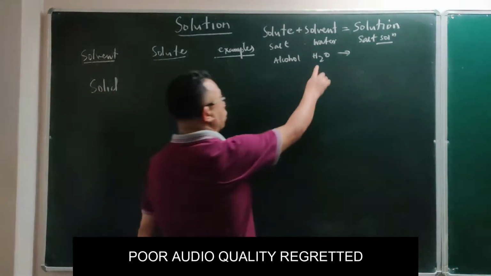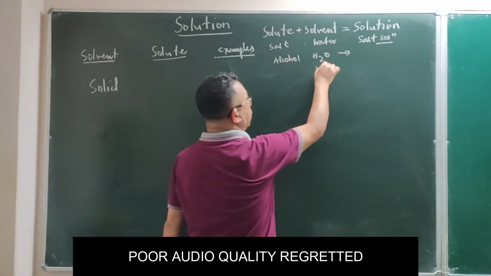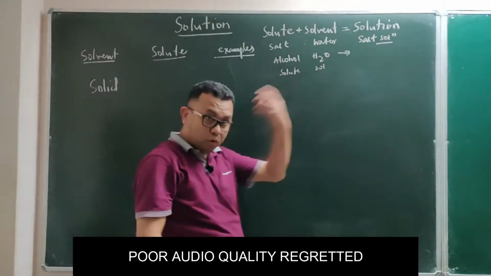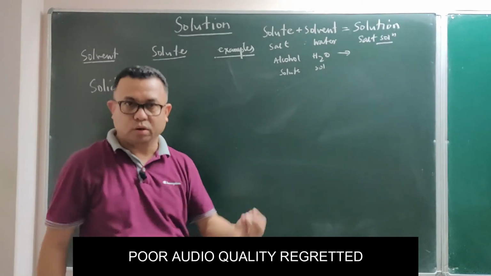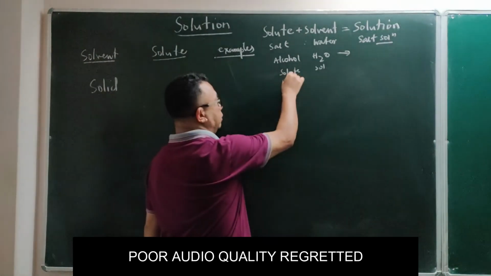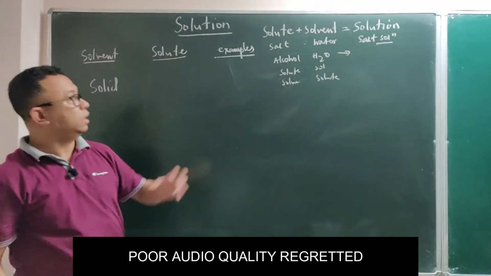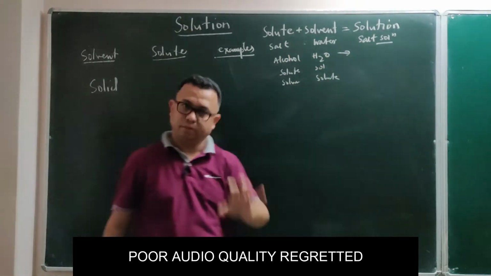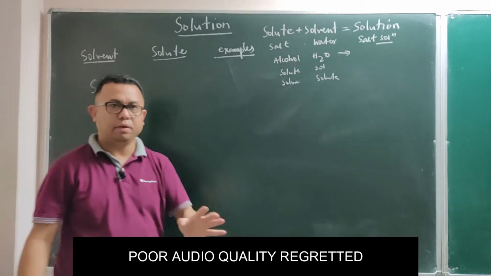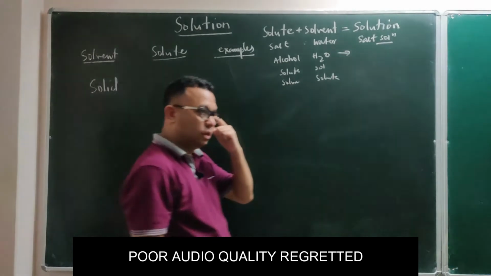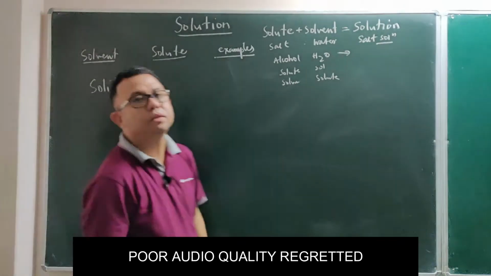That means if water is in greater quantity, then it becomes the solvent, and the other becomes the solute. But if alcohol is in more quantity, more alcohol and less water, then alcohol becomes the solvent, and the water becomes the solute. That's why usually when both components are in the same phase, solid and solid, or liquid and liquid, or gas and gas, we look at the quantity. The quantity will decide which one is the solute and which one is the solvent.